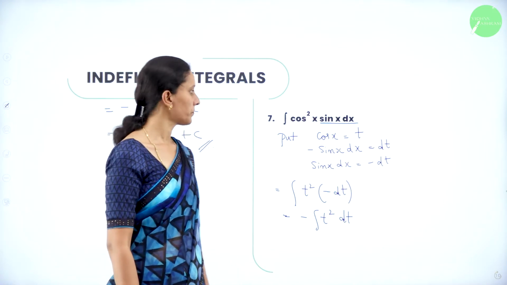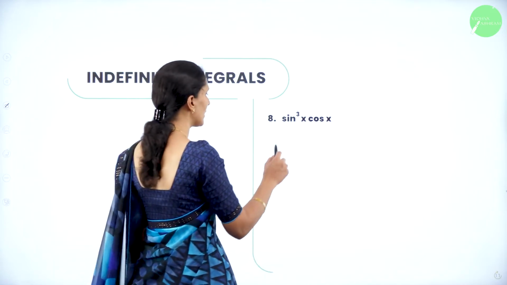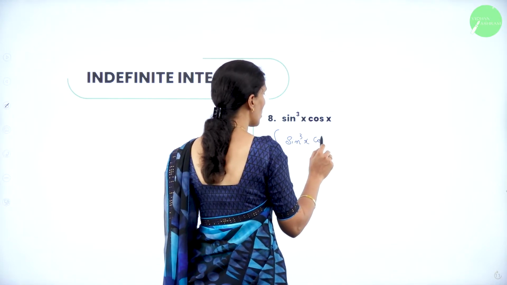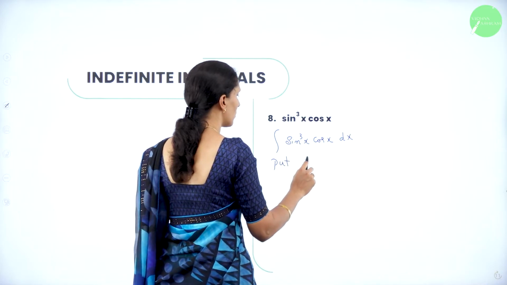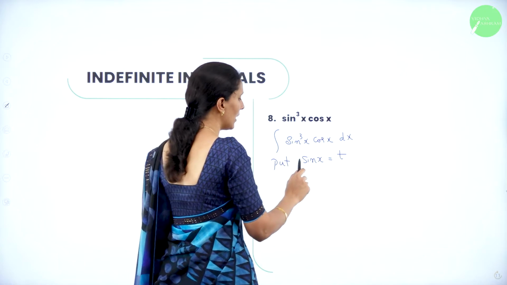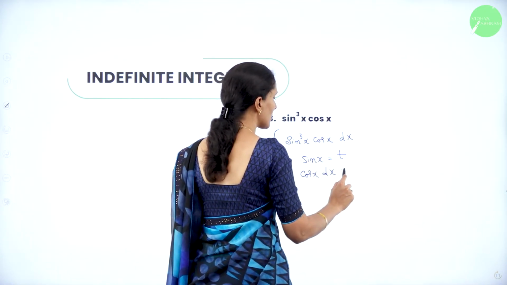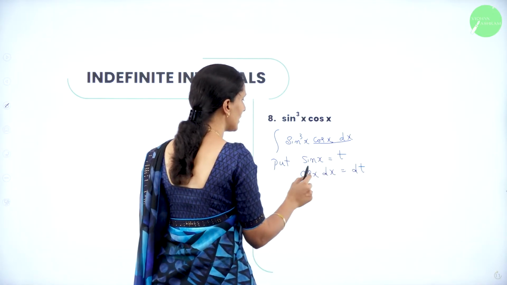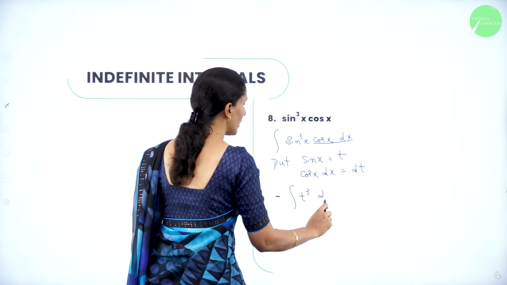Next question, sin cube x cos x. Let us take the integral of sin cube x cos x dx. So here put sin x equal to t. Then the differentiation of sin x is cos x dx equal to dt. So if you write cos x dx as dt, and sin x can be replaced, the value becomes t cube into dt.